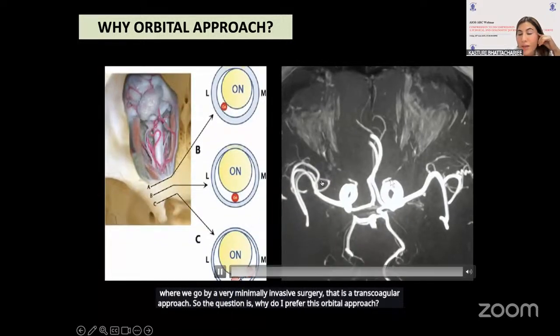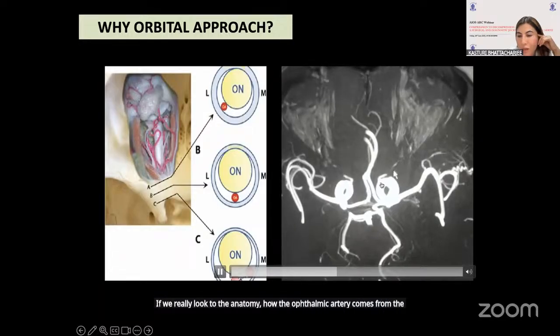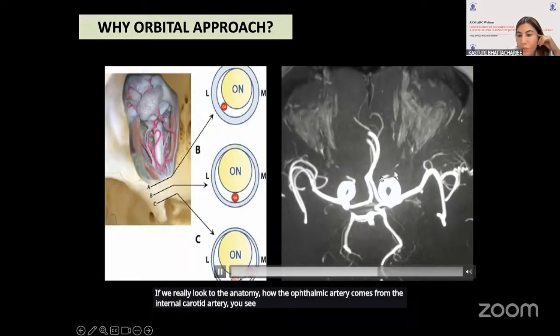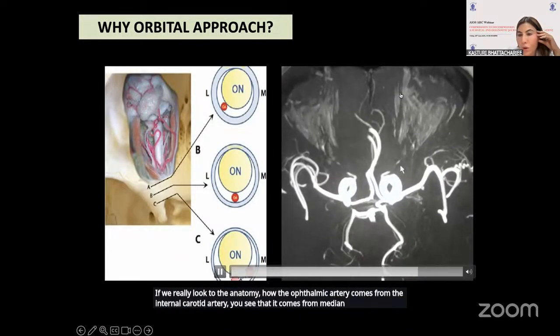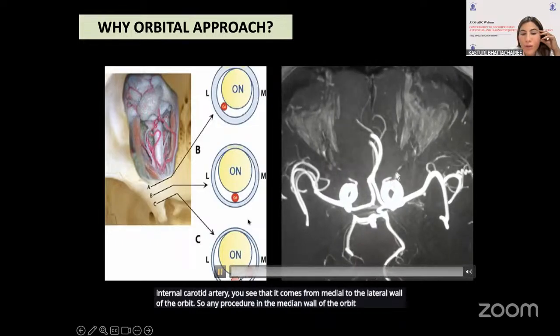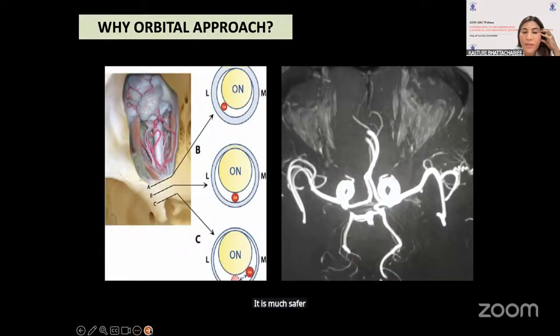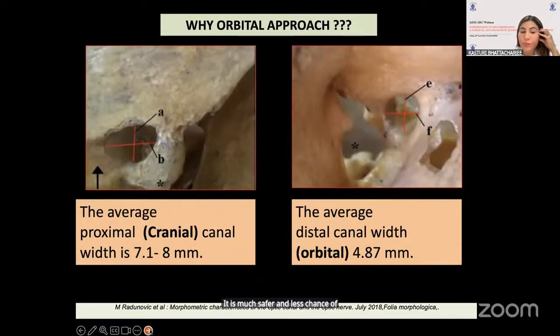If we really look at the anatomy, how the ophthalmic artery comes from the internal carotid artery, you see that it comes from medial to the lateral wall of the orbit. So for any procedure on the medial wall of the orbit, as you can see how the artery moves, it is much safer and there is less chance of injuring the ophthalmic artery.